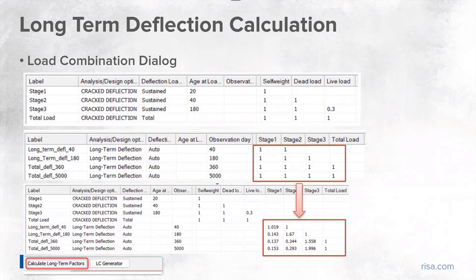So what does this mean for all these factors? These are actually the multipliers that will be used to calculate the deflection at each stage. For instance, if we look at the long-term deflection at 40 days, we have a load multiplier equal to 1.019 for stage one, and a multiplier equal to 1 for stage two. So what this means is that your total long-term deflection at 40 days will be equal to 1.019 times your deflection at stage one plus 1.0 times the deflection for the load combination stage two. So this multiplier will be used to multiply each individual stage deflection in order to get the total deflection at that stage. So I will be showing an example in the next slides.